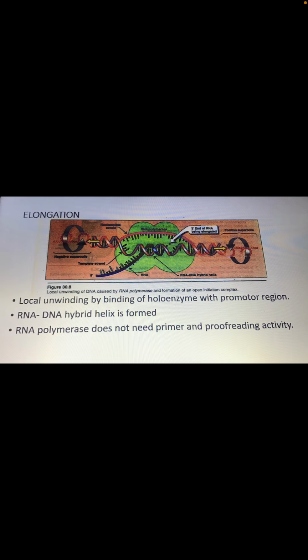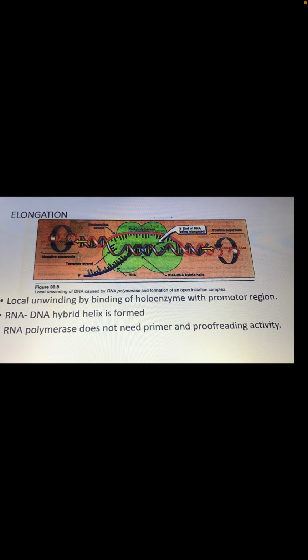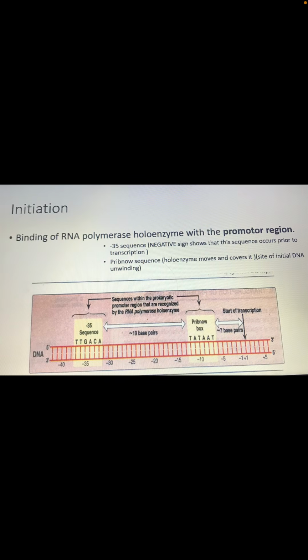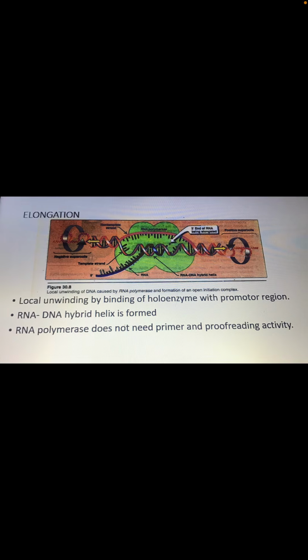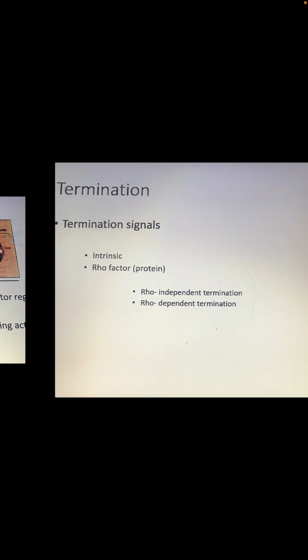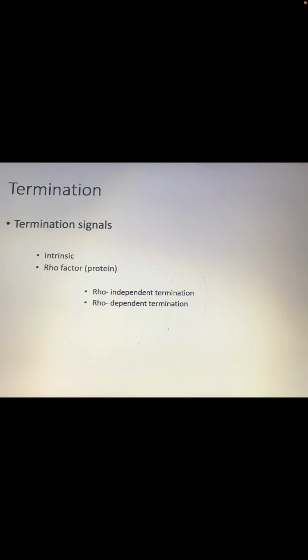So local unwinding by the binding of holoenzyme with the promoter region occurs, which causes the formation of an RNA-DNA hybrid helix. RNA polymerase does not need a primer or proofreading activity. As we discussed before, there are many differences between the replication and transcription processes. Initiation is done when the RNA polymerase binds with the promoter region, and elongation is done when the RNA synthesis starts from the double-stranded DNA.